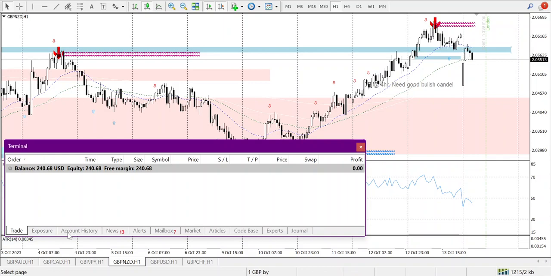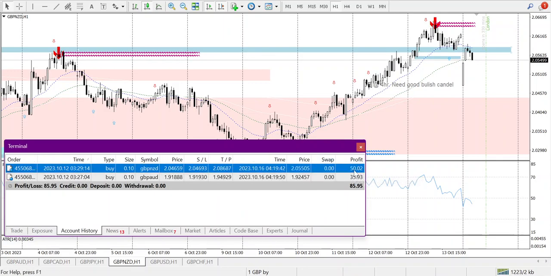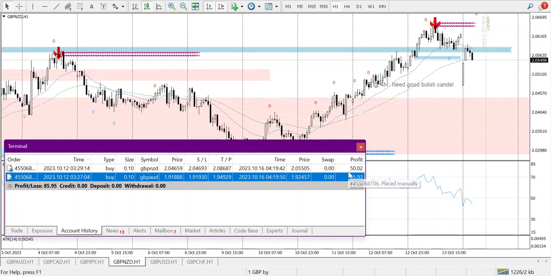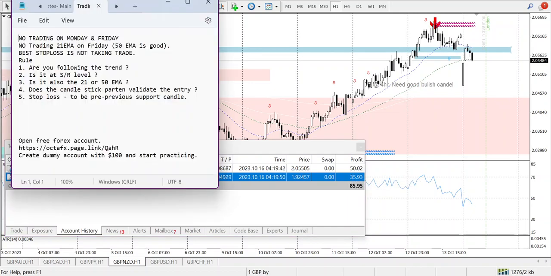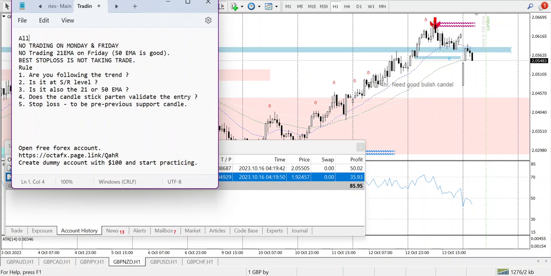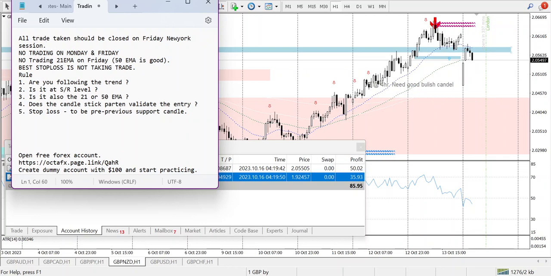The trade which I closed today made $50.35. It was running at 80 and 99, approaching 200 last Friday. And being Monday, my rule is no trading on Monday and Friday. I have one more rule: all trades taken over the week should be closed on Friday, New York session.